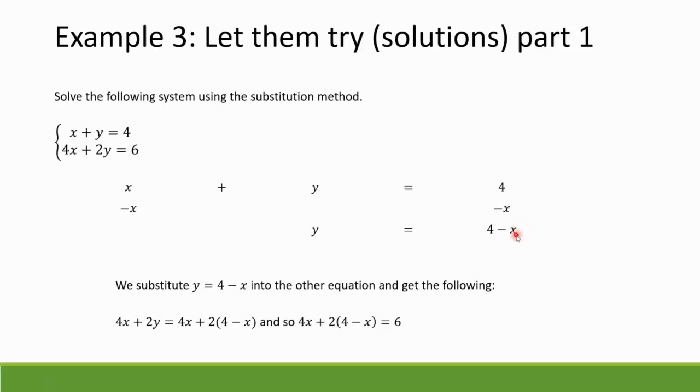Once we know what y is in terms of x, now we substitute into the other equation. What we get is 4x plus 2y equals 4x plus 2 times (4 minus x). Again, we got y in terms of x, so we substitute it. And the second equation has 4x plus 2y equal to 6. So this is equal to 6.